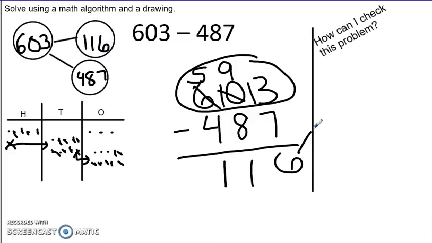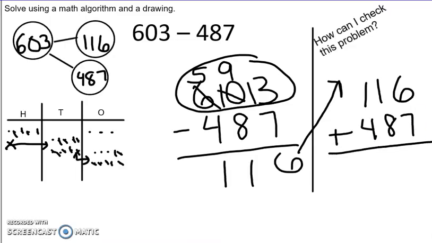We're going to check it using addition. So I bring 116 up to the top, put a plus sign, and I add my other part, which is 487. So starting in the ones, 6 plus 7 is 13, so I put a 3, carry the 1. 1 plus 8 is 9, plus 1 is 10, put a 0, carry the 1. 1 plus 4 is 5, plus 1 is 6. So 603 does match my total, my whole over here, which is 603. So I did this problem correctly.